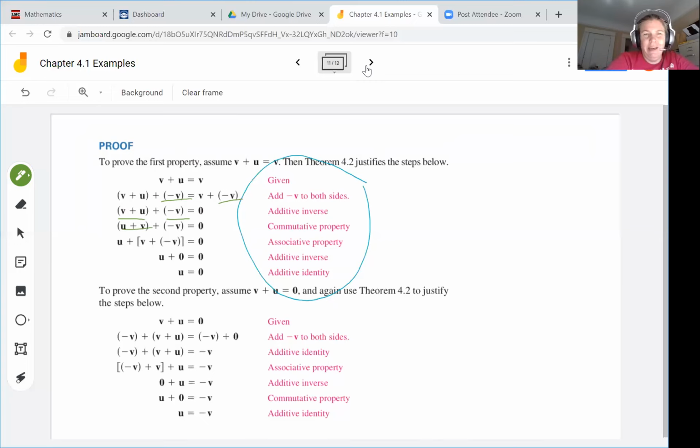And then I know I can add in any order with grouping. So I'm going to rewrite this as v plus negative v grouped together. And v plus negative v I know is just 0. So u plus 0 equals the 0 vector must mean that u is the 0 vector. So we've shown that the additive identity is unique.